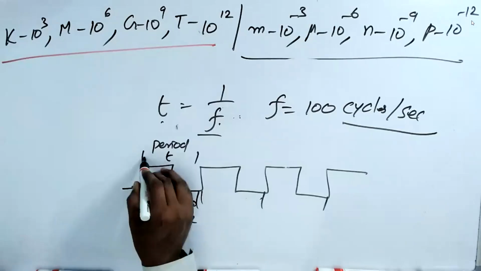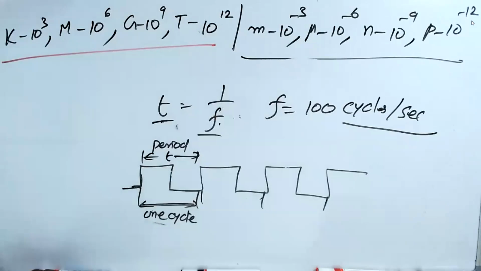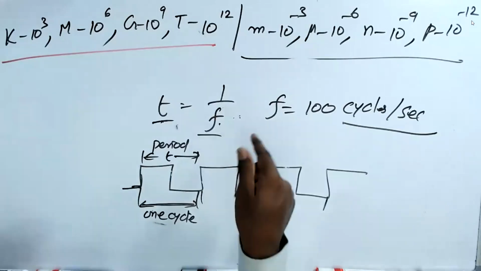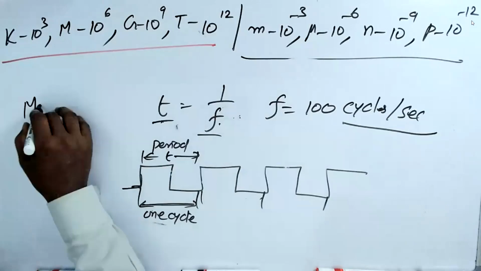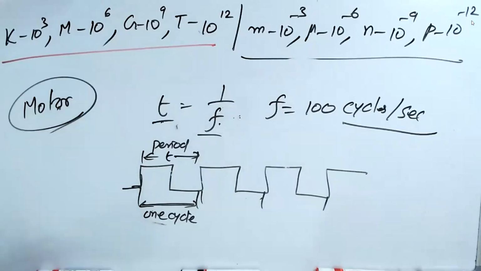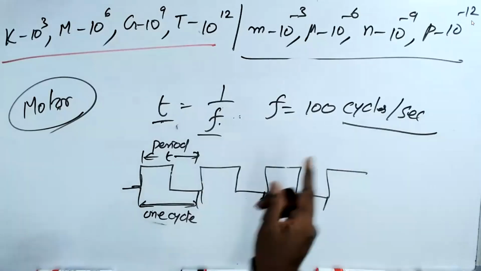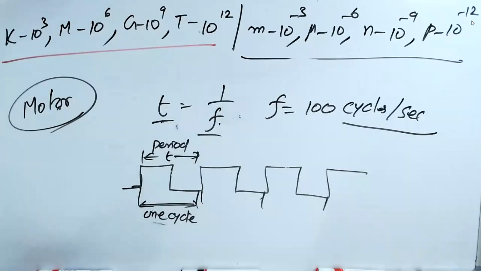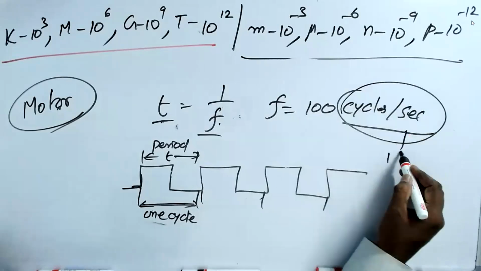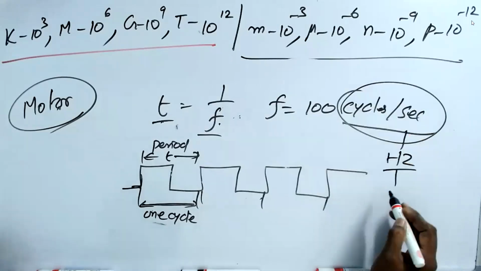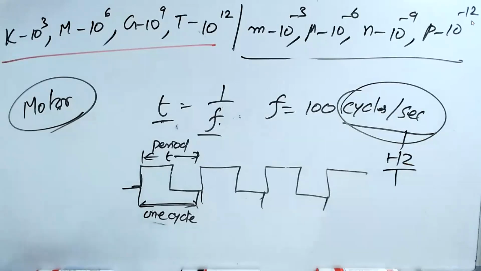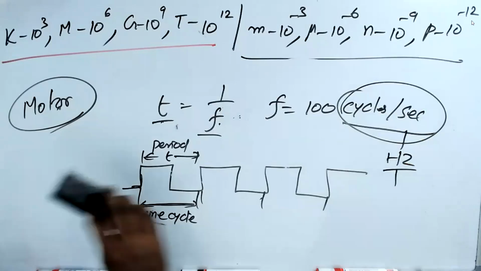You will understand why I'm explaining. This is all very important for the motor. Now, instead of using cycles per second, they use the word hertz to honor the scientist Hertz, who is the one who discovered the electromagnetic wave. So we call it 100 hertz.